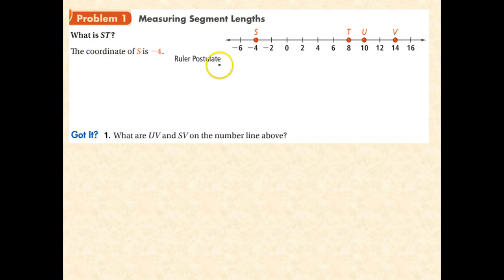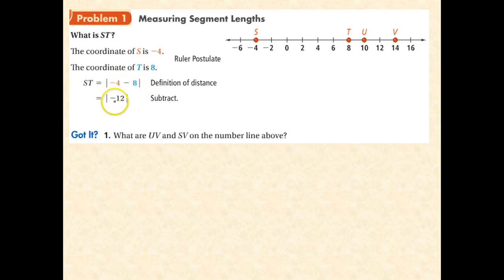We can use the ruler postulate to say the coordinate of point S is -4, and the coordinate of the point T is 8. And then we can use our definition of distance to subtract the coordinates and then take the absolute value. -4 minus 8 is -12. Absolute value of -12 is 12.